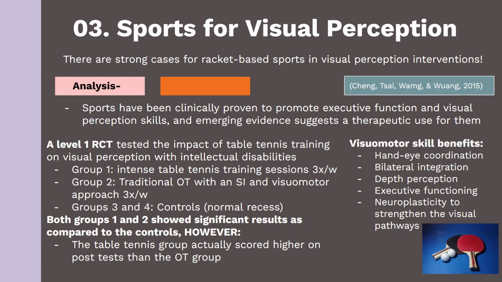So, a level one RCT tested the impact of table tennis training on visual perception. These children had intellectual disabilities, and there were four groups. The one group had only table tennis training, three times a week during the specific school block. Group two had traditional OT, just with a sensory motor based approach, and they worked on visual skills. So, what traditional OT currently does. And then groups three and four were controls, they just had recess.